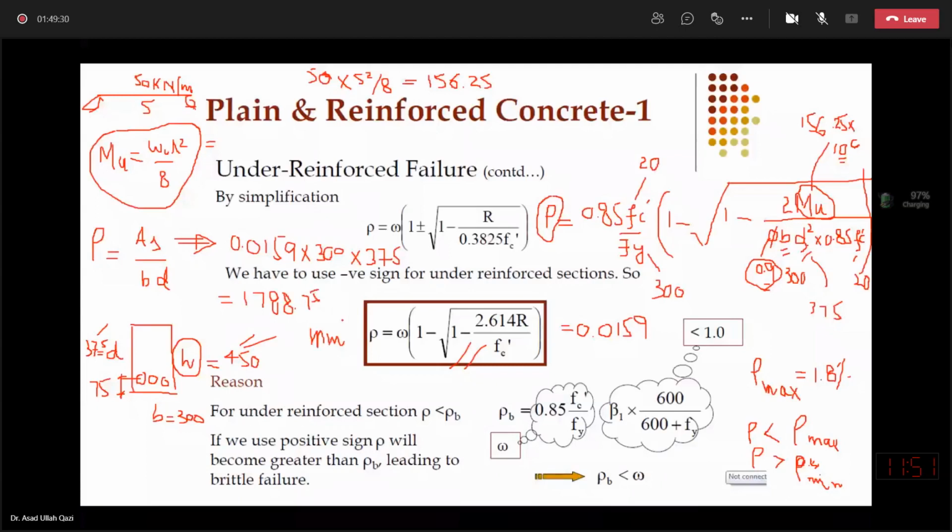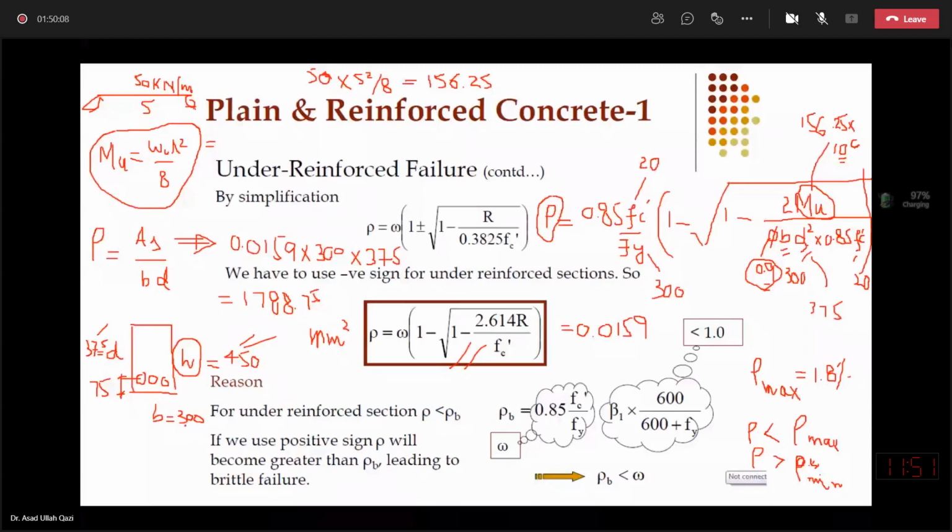Now this is the stage where I want to consult the design aid. Since I mentioned in my previous lecture that there are design aids, in the ACI code the table is available in Appendix B. So various bar sizes and their nominal areas are summarized.